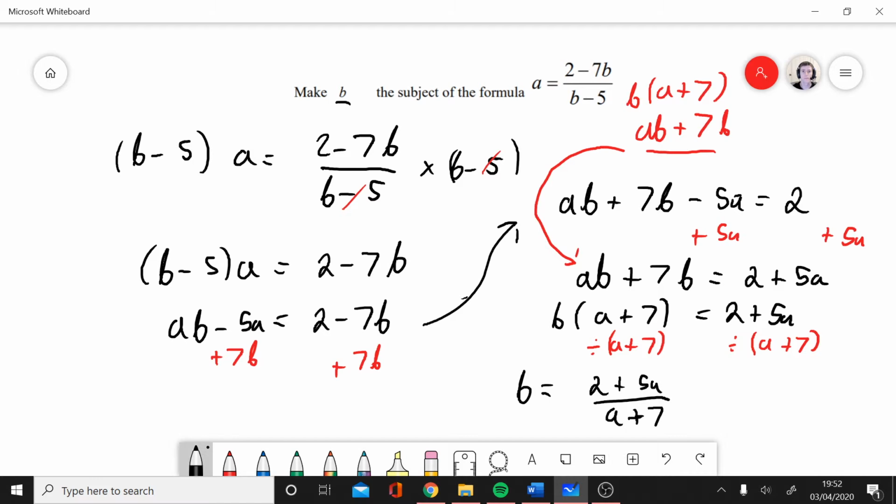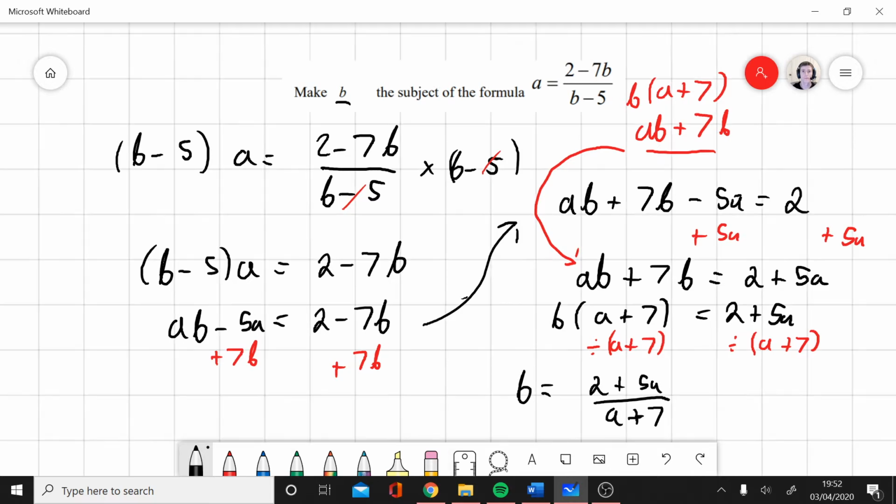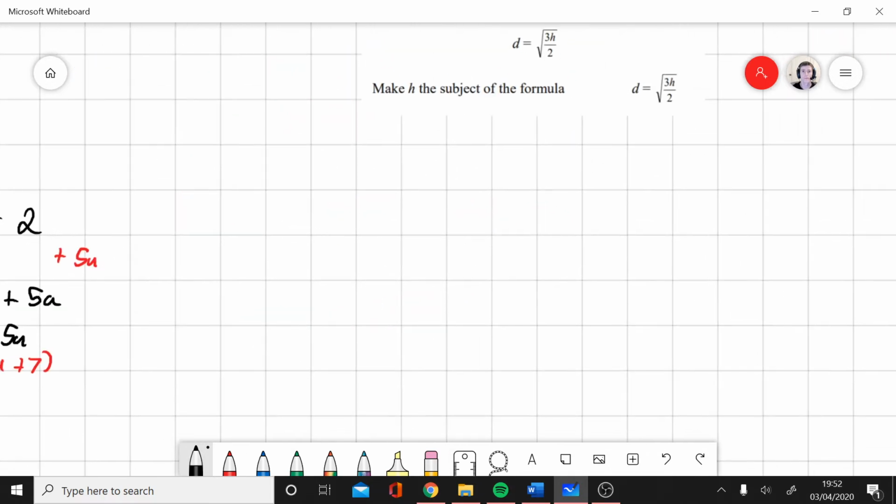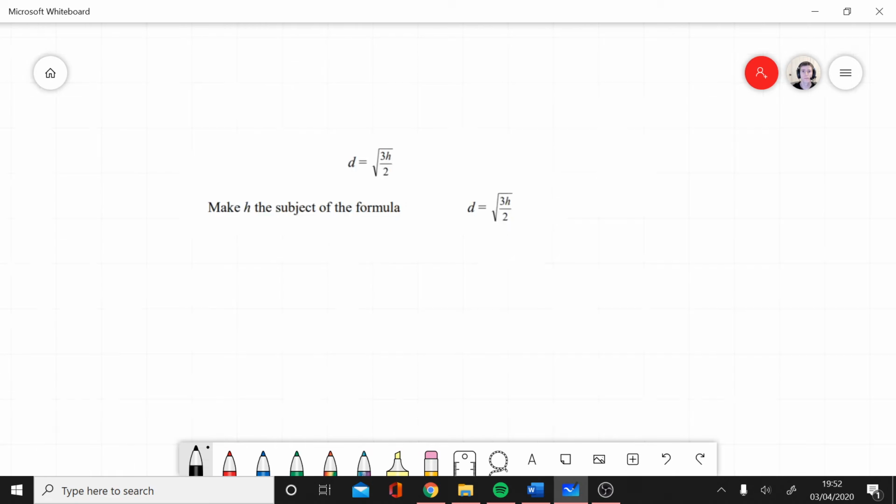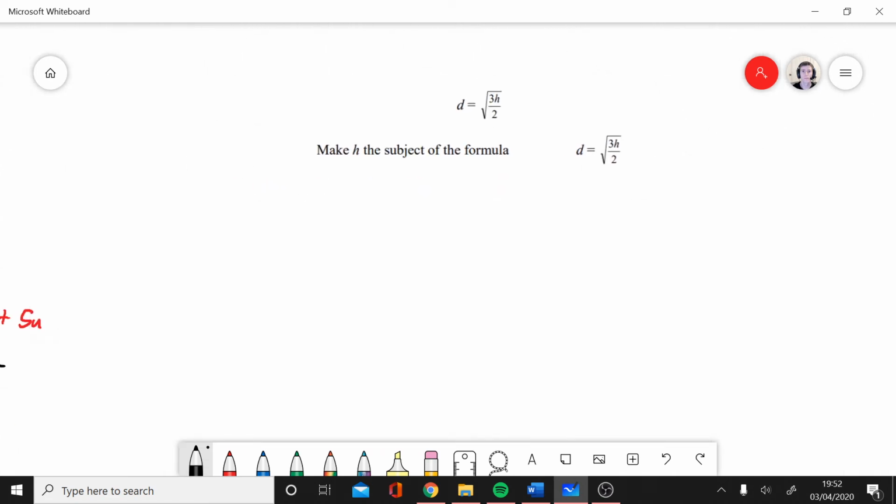Yep, sweet. Now moving on to our final question. We have this over here. So we have d being equal to root 3h over 2, and we want you to make h the subject of the formula. So give it a go.